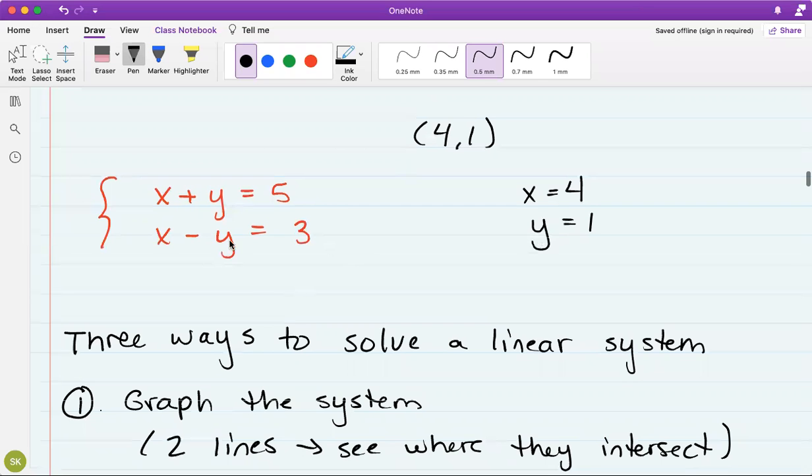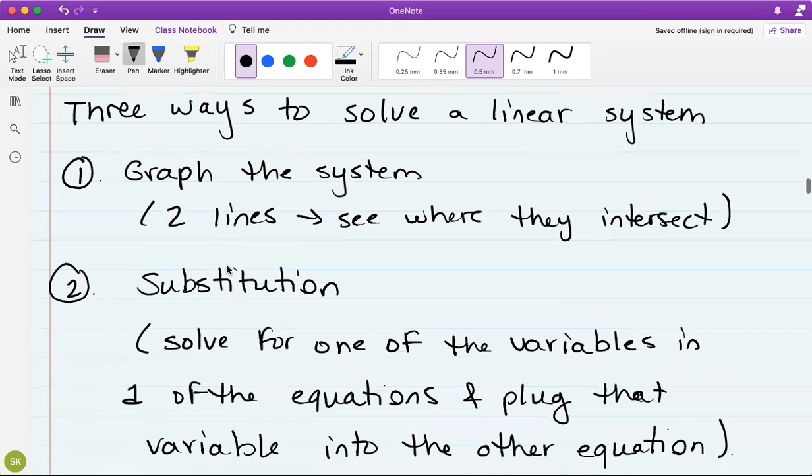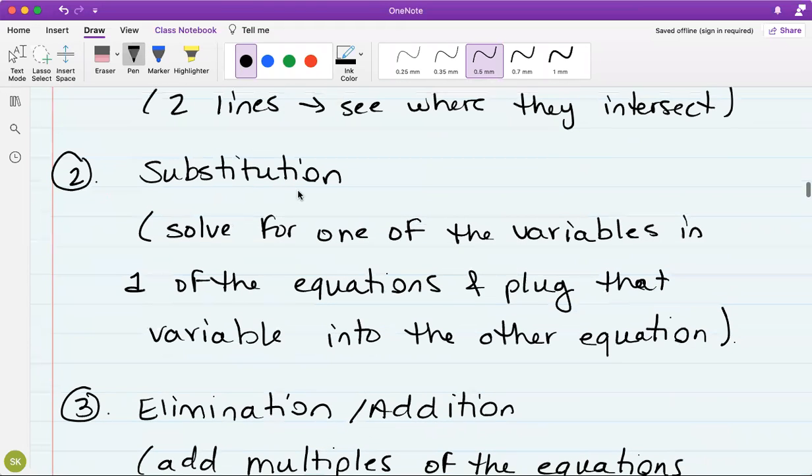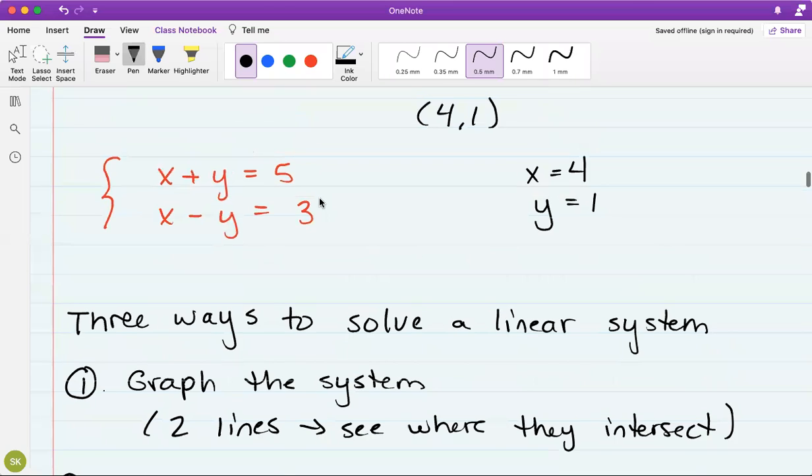Okay, now what I want to talk about is, before we look at each type of way to solve the problems, I want to figure out how many solutions a system can have. Right here, this particular problem is going to only have one solution. But is it possible for a system to have more than one solution?